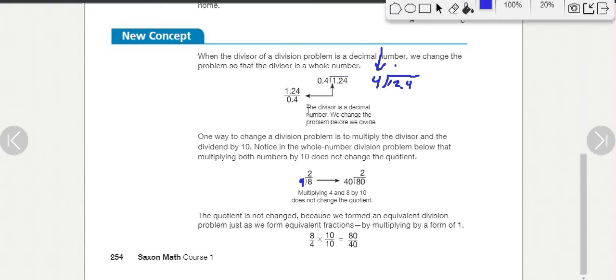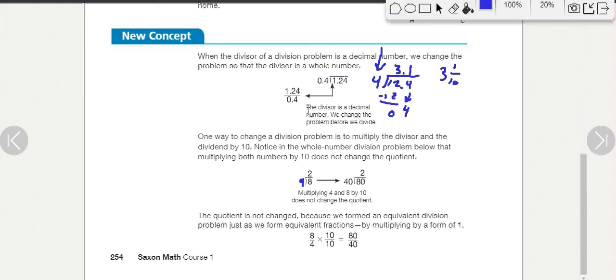Then 4 goes into 12 3 times. And they give us a nice one because we drop down the 4 and 4 goes into that once. So it's 3.1, or you can write it as 3 1/10. Either one would be correct.